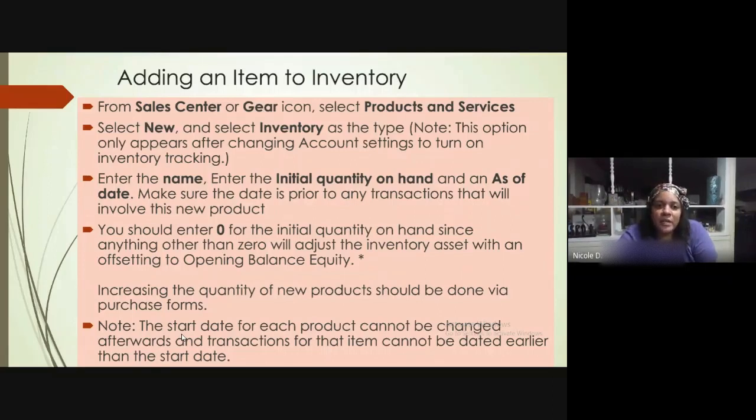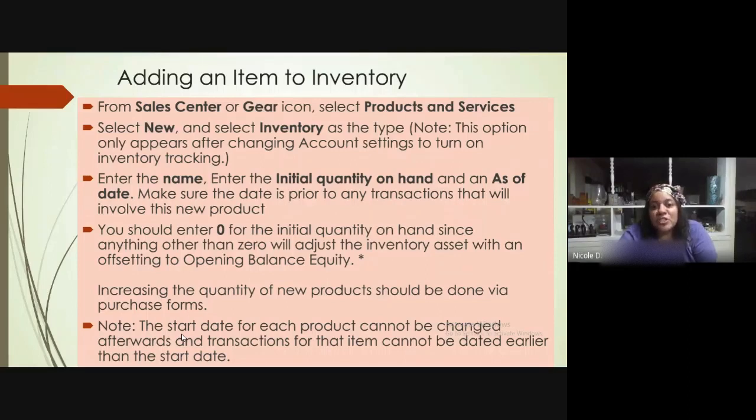Now note these two things. You should always enter 0 for the initial quantity on hand, since anything greater than 0 is going to adjust both the inventory asset as well as offset the opening balance equity, and you want to try to avoid using that account if you can. So you put a 0, even if you're the QBO advisor and you're setting up a client. Put 0 for the initial quantity and then increase the quantity by using the purchase forms.